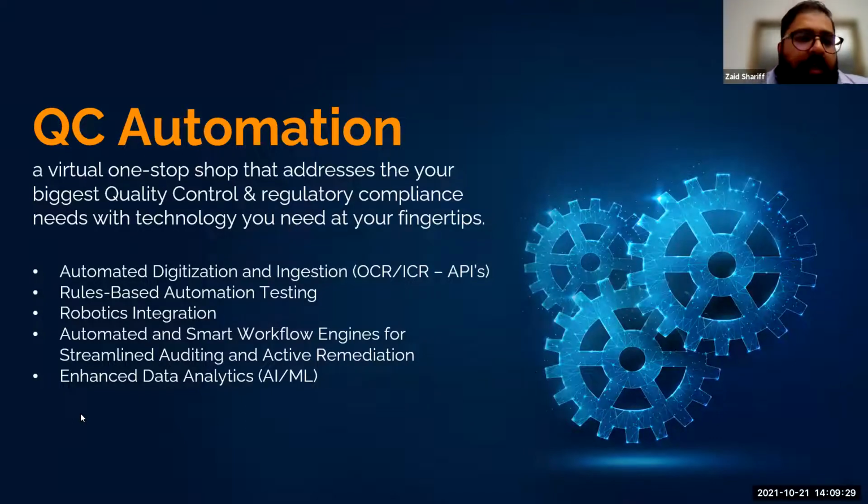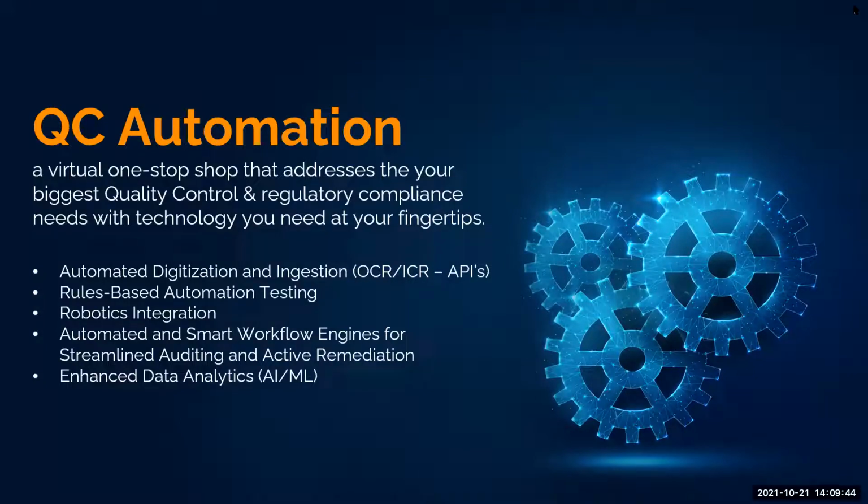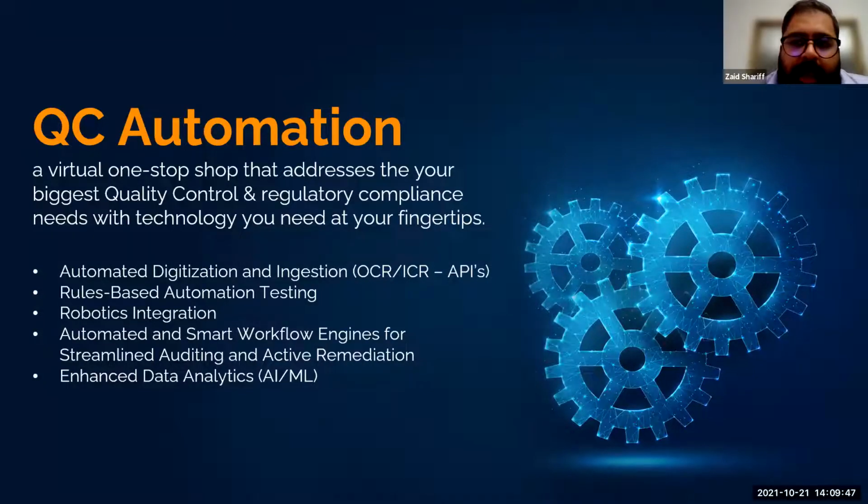So I want to take a second here. The solution to all this, and why we say automation. The title was 5 ways automation can help you reduce your risk. Automation is your virtual one-stop shop that addresses your biggest QC and regulatory compliance needs with technology you need at your fingertips. And what does that mean, right? There are so many different automation techniques, and we're going to bullet out some of these that can be utilized to help achieve those areas of concern.